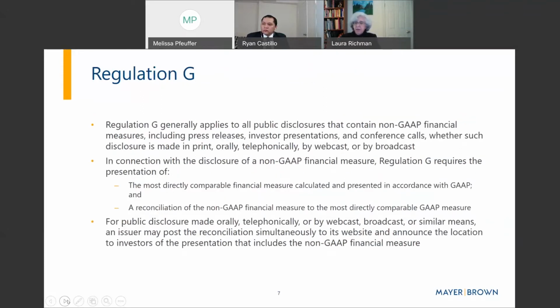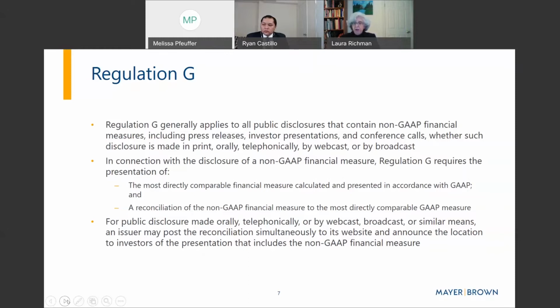Slide 7, please. As I indicated a moment ago, Reg G applies to non-GAAP financial measures in public statements by SEC reporting companies, and that's whether or not they're in an SEC filing. So this means Reg G is going to govern press releases, investor presentations, conference calls, webcasts, etc. Like Item 10(e) of S-K, Reg G requires a presentation of the most directly comparable financial measure and a reconciliation of the differences between the non-GAAP and the comparable GAAP measure.